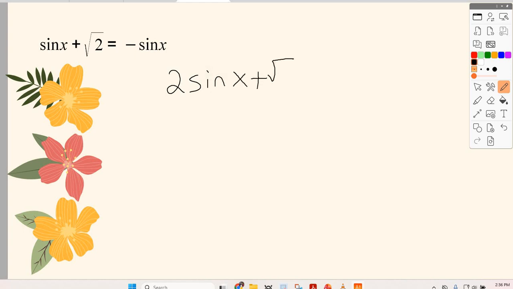And then this is a very similar setup to what we've been seeing. What's our first step? Subtract square root of 2 and then divide by 2. Okay. So again, sine is negative, so which of our two quadrants are we going to be in?